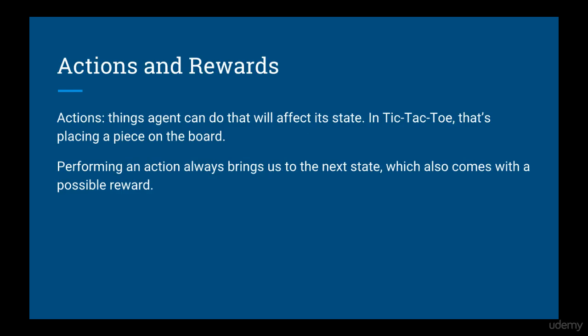And finally, we have actions and rewards. Actions are the thing the agent can do that will affect its state. So in our tic-tac-toe game, that's placing a piece on the board. Performing an action always brings us to the next state, which also comes with a possible reward.